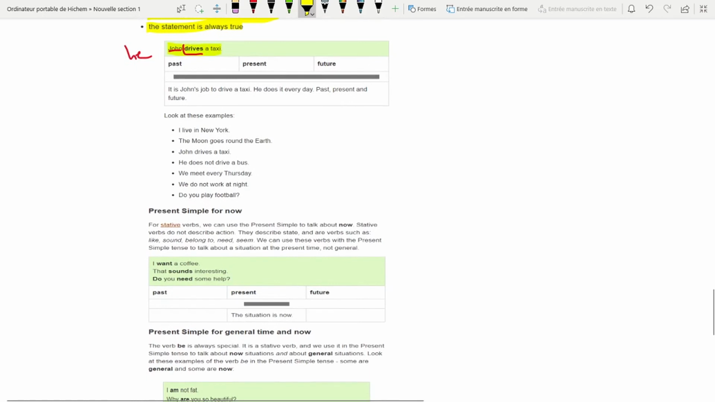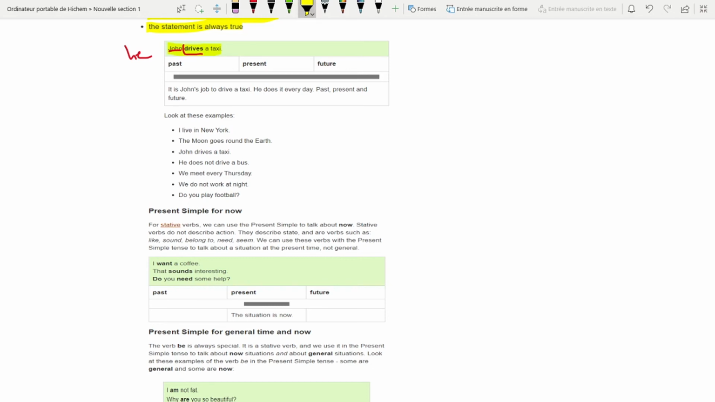Okay, let's look at other examples. So I live in New York. It's a truth. So I started living in New York. I'm still living in New York, and probably I will keep living in New York. So same thing goes with the other examples. Basically, they are general truth or habit.